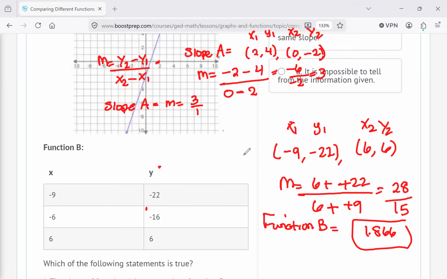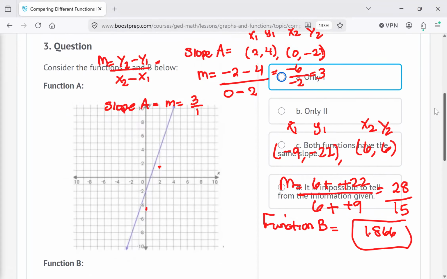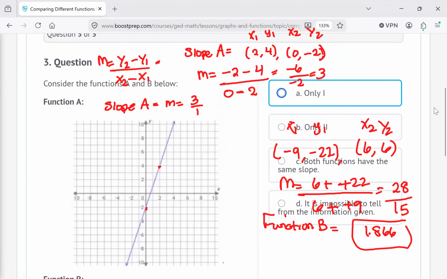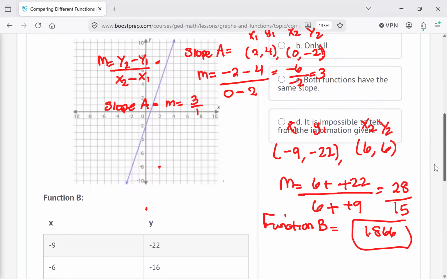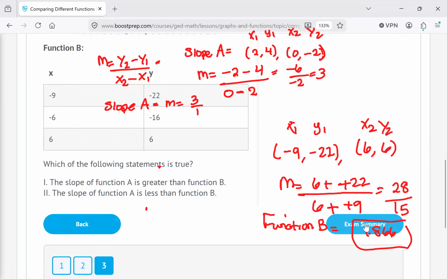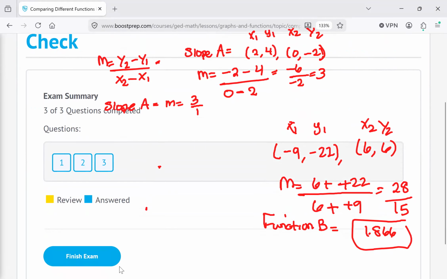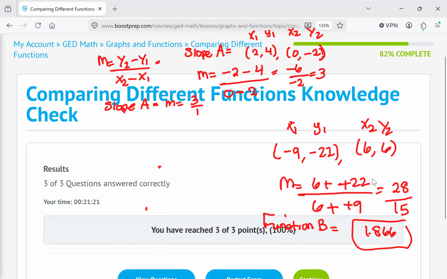And then function A has a slope of 3. So obviously function A is the greatest. Okay, so it would be Roman numeral 1, letter A. Okay, let's check our work. Perfect. Okay, we got a perfect score.